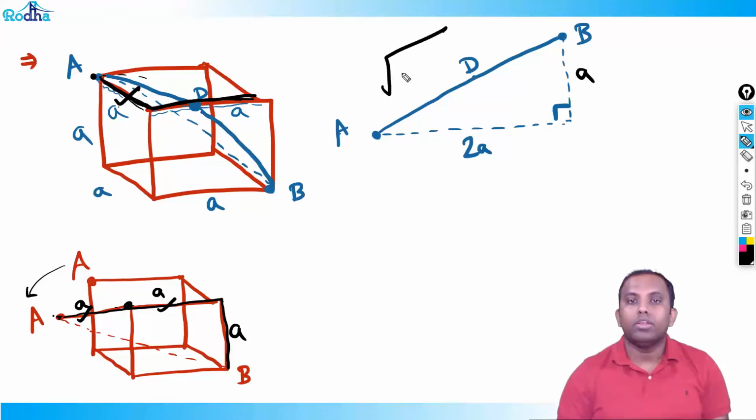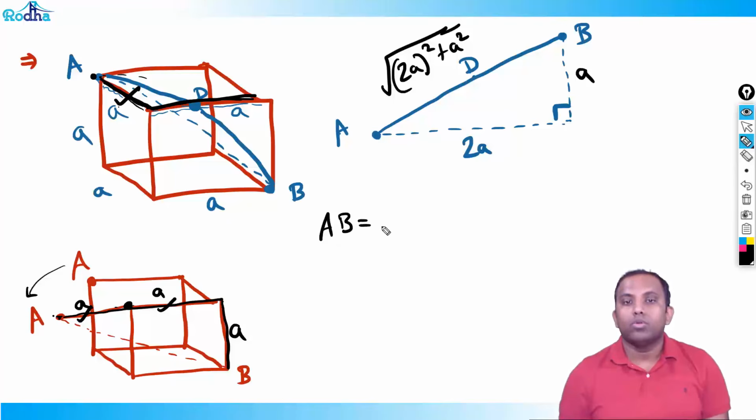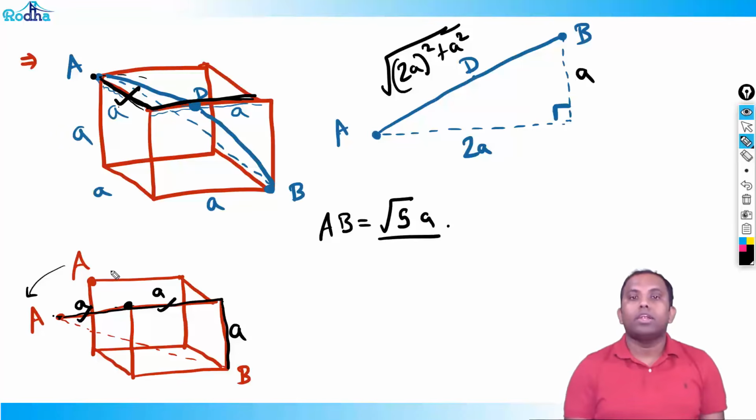What is the answer? So the answer is root under 2A square plus A square. That's it. What is AB? So AB is root 5A. So directly we'll get it. We got root 5A there. Directly we'll get root 5A here. So beautiful concept, right? A super concept it is. Very important, right? Just see how beautiful it is.